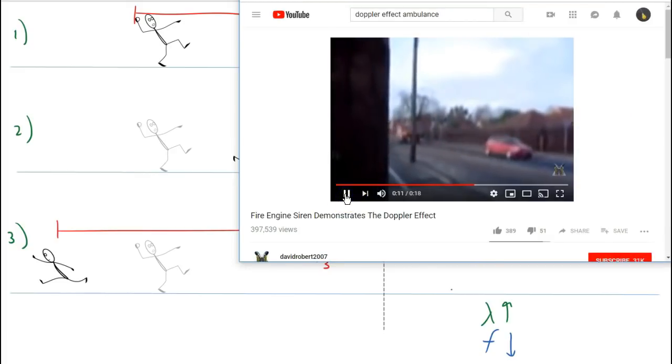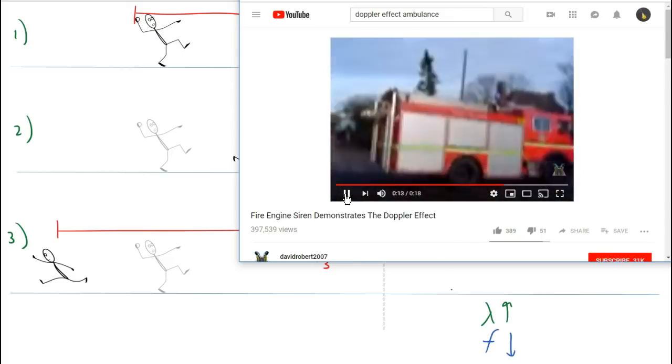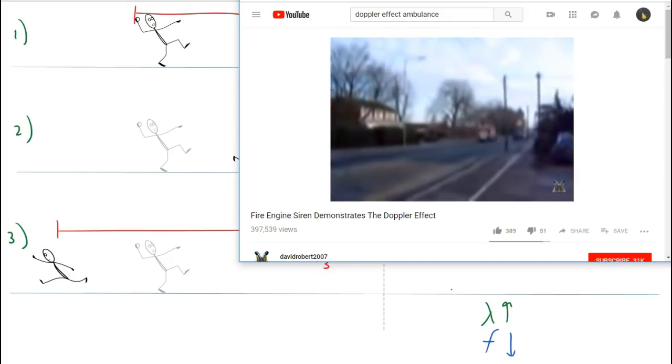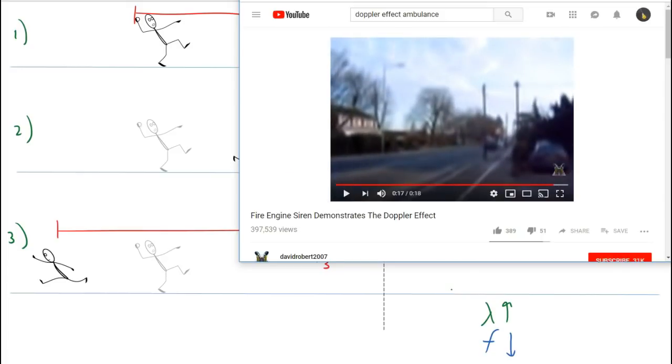Let's listen again. All because of this diagram.